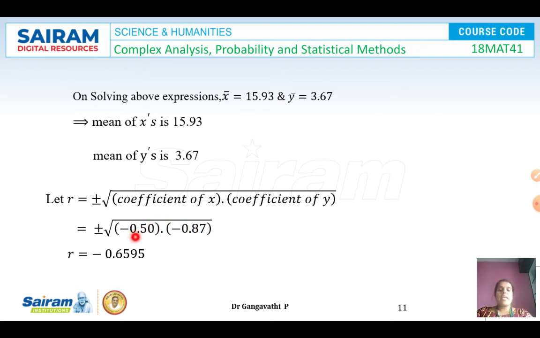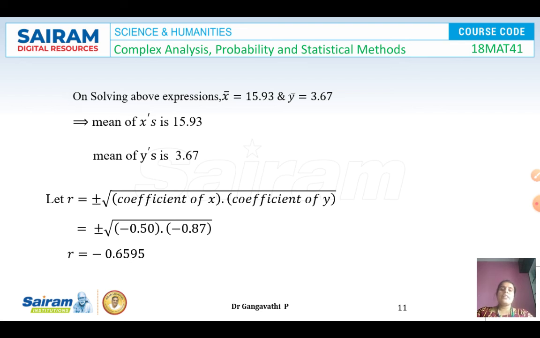Both the values are negative, so the r value should be negative. Even though minus into minus is plus, and the square root of a positive value is positive, still we have to write negative as per the note we have discussed. If both the coefficients are negative, then the correlation between those two variables also will be negative. Therefore, the r value here is minus 0.6595. So you should not forget to put this minus. You have to be very careful in this case.